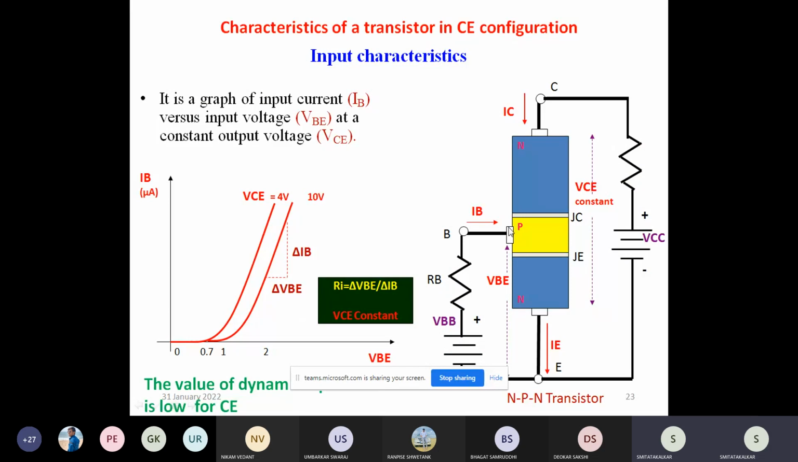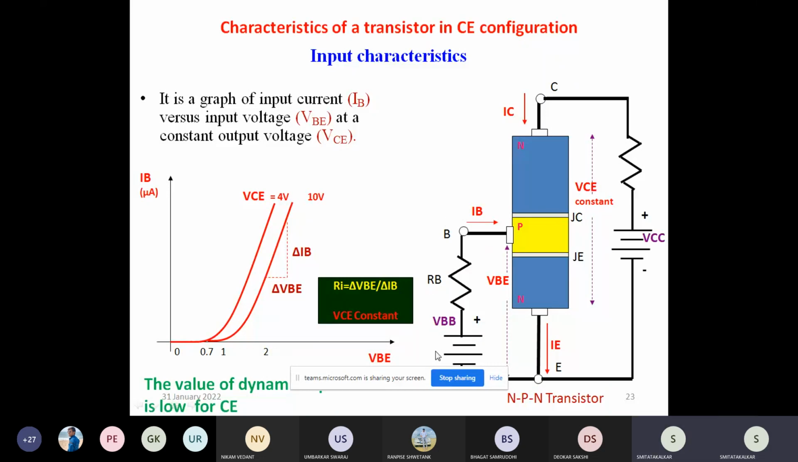In these characteristics, you can see the configuration. Here VBB is the supply voltage connected to the base terminal, and the base is the common terminal, providing the input. The base is connected to the source through the base resistor, and the emitter terminal is connected to ground.